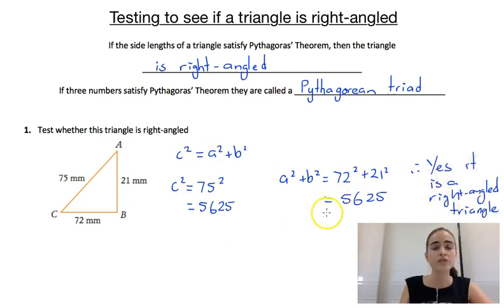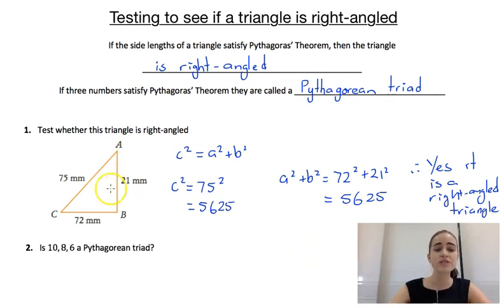So if we'd gone through this process and we got one number here for c squared, and we got a different number over here for a squared plus b squared, because the two things weren't the same, it doesn't satisfy Pythagoras' theorem and it wouldn't be a right-angled triangle. But for us, they did, so it is a right-angled triangle.